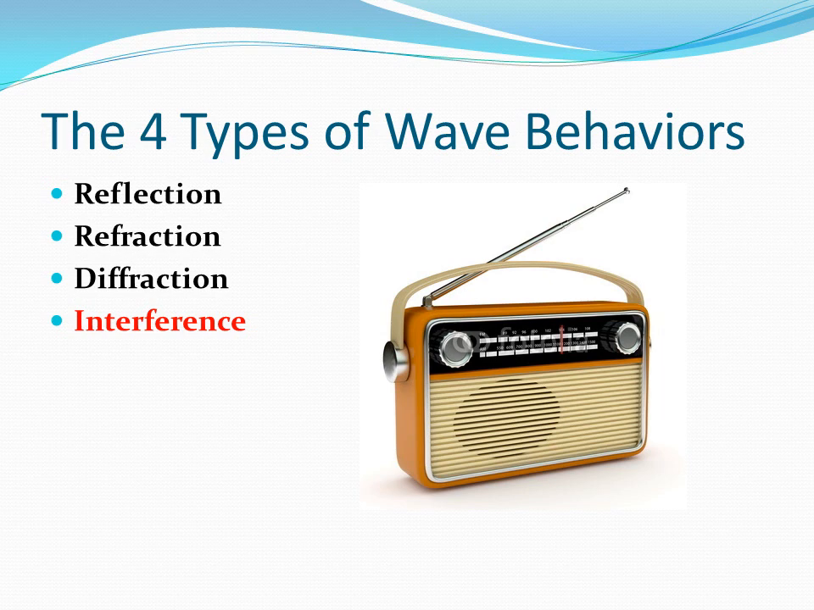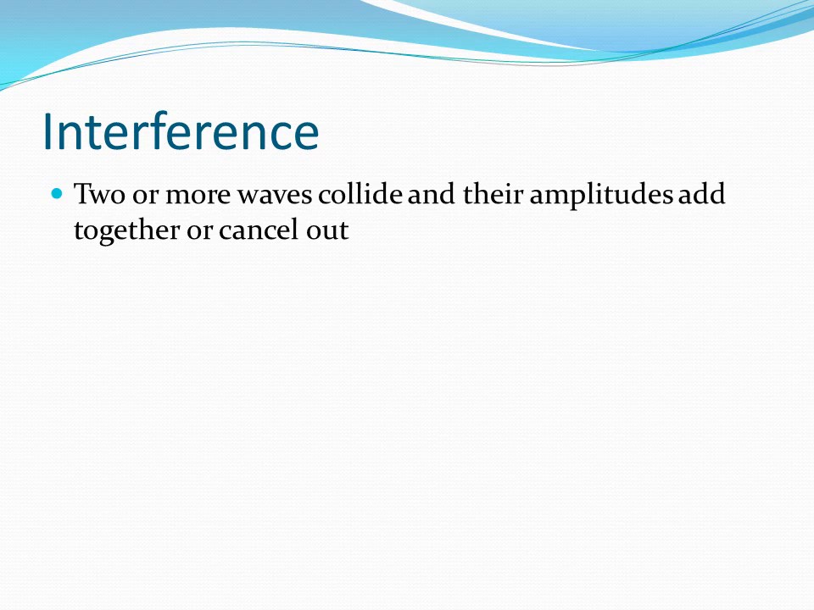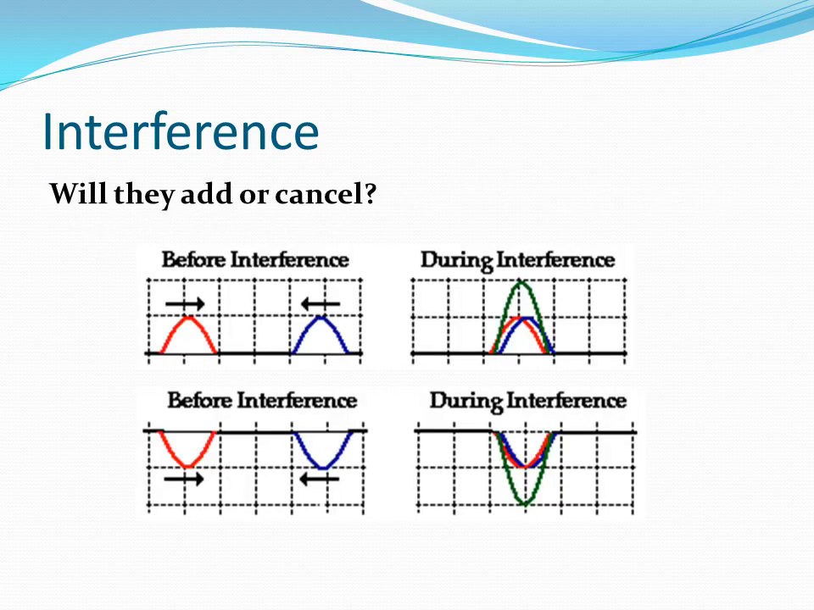The last type of wave behavior we're going to talk about is called interference. Interference you hear all the time on the radio when two different stations start competing. In this case, two or more waves are colliding and their amplitudes will add or cancel out. Let's look at what this actually means.